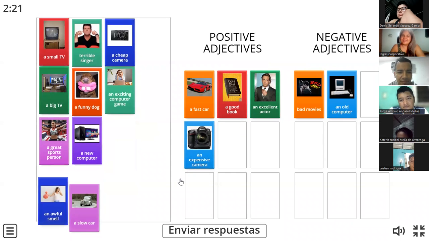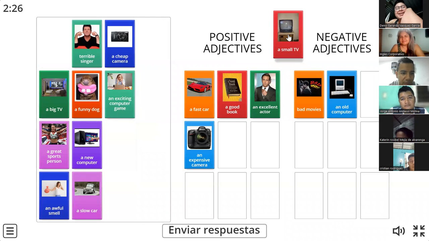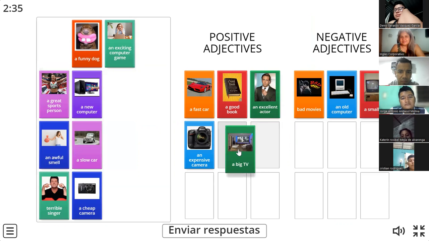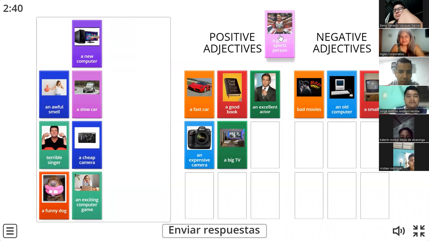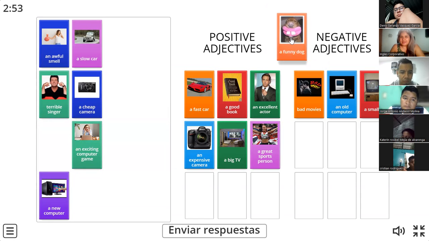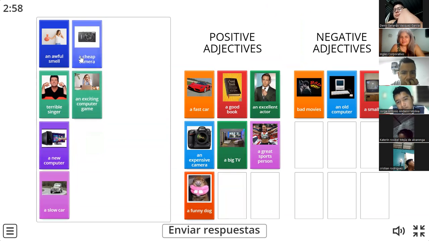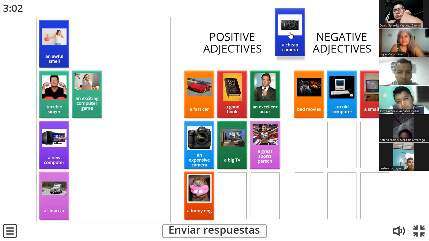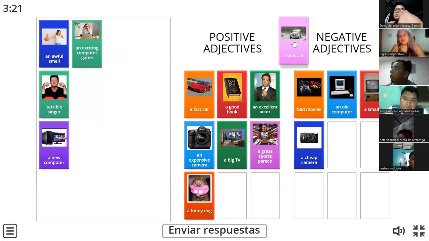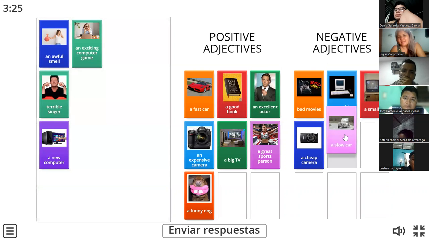Positive? Ok. Neutral. A small TV. Negative. A big TV. Positive. A great sport person, an athlete. Un atleta. Positive, because it's great. A funny dog. Positive. A cheap camera. ¿Está diciendo que es una cámara barata? Yes. Negative. A slow car. Un carro muy lento. Slow. Negative.